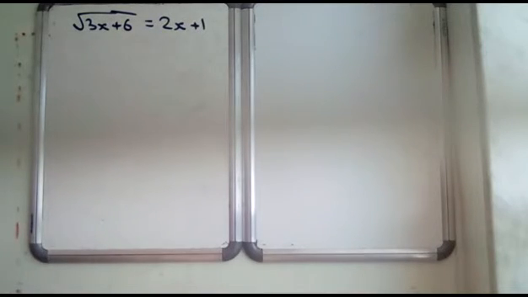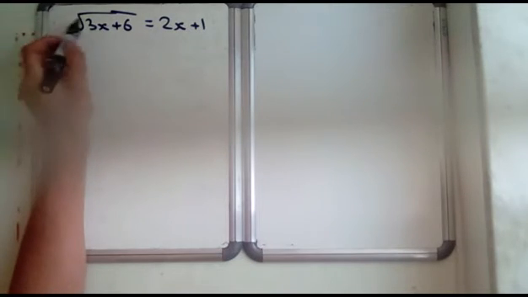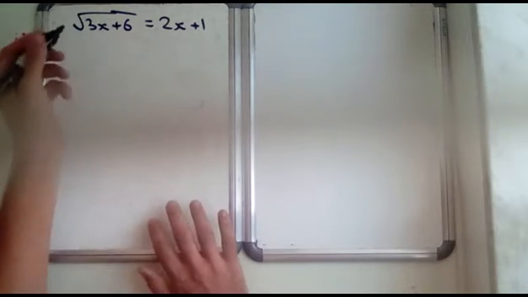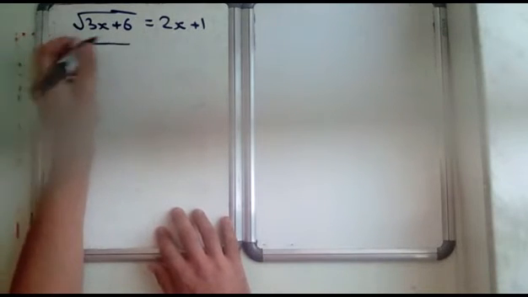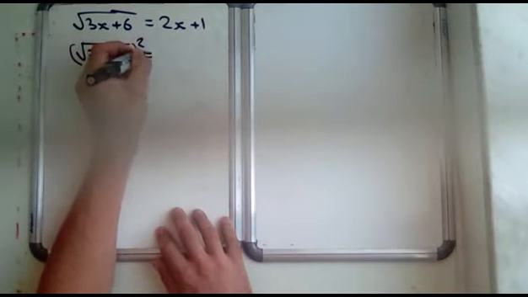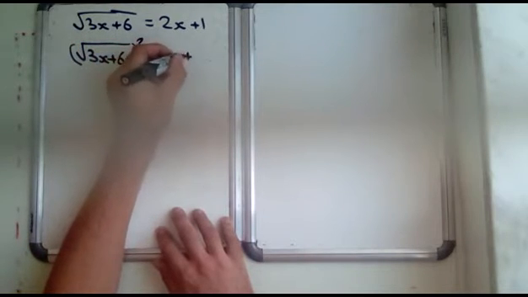Okay, here we've been asked to solve the square root of 3x plus 6 equals 2x plus 1. So the square root bit is the nasty bit. You need to get rid of that first. The way to get rid of it is to square both sides. So we're going to square that and we're going to square that.